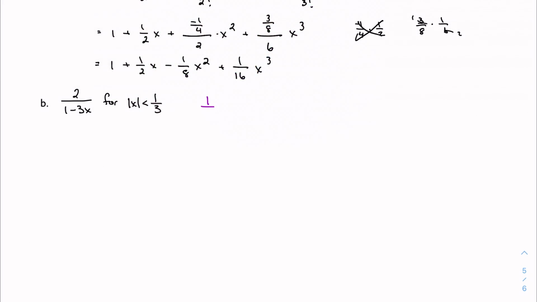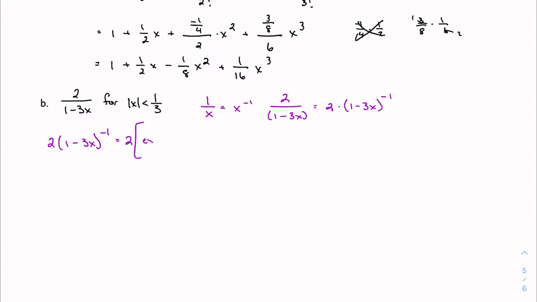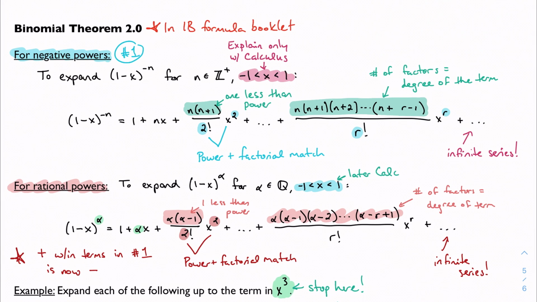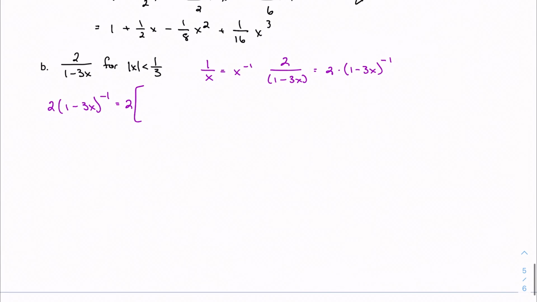Remember that 1 over x can be written as x to the negative 1. So 2 over 1 minus 3x can be written as 2 times 1 minus 3x to the negative 1. When we're doing this expansion, we can actually just leave the 2 out of this until later. Right? It would be 2 times my expansion. So let's do that now. Again, if we go back to my formula up here, starts with 1 plus nx. 1 plus the degree, which was negative 1, times x.